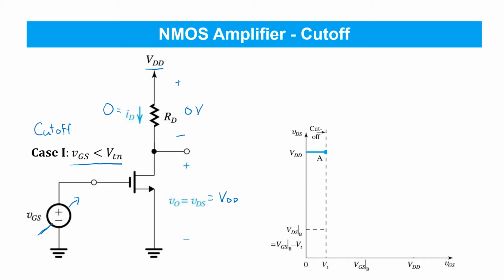Shown over here in the bottom right is a plot of the output voltage, VDS, versus the input voltage, VGS, as we perform this sweep. So you'll see that as long as VGS is between 0 and VT, there's no current flowing, and VDS is equal to VDD. And the transistor is in cutoff in this region.